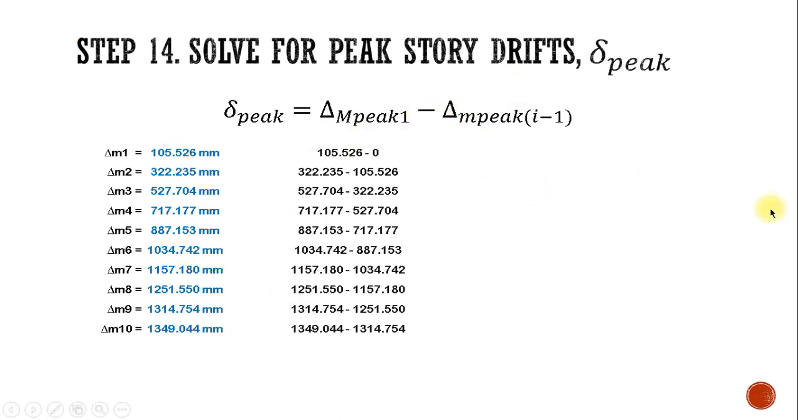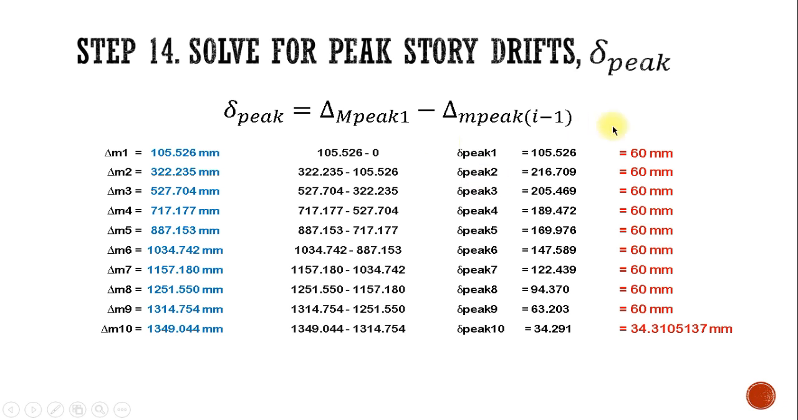So by applying this formula above, so itong ating maximum inelastic displacement sa first floor, minus natin sa maximum inelastic displacement i minus 1. So 1 minus 1, so 0. So since wala tayong value dito na 0, so 105.526 minus 0. So ang magiging sagot is 105.526 mm. So saka na natin i-explain ito. So for second floor, meron tayong 322.235 mm. Minus natin sa ating first floor. So ang result is 216.709 mm.